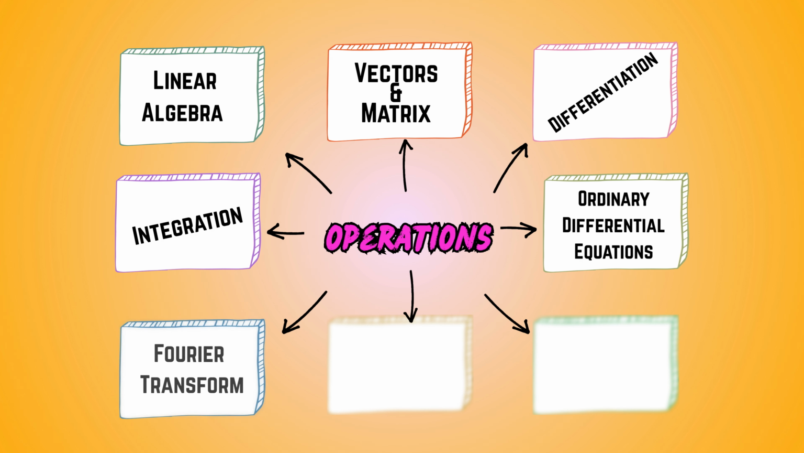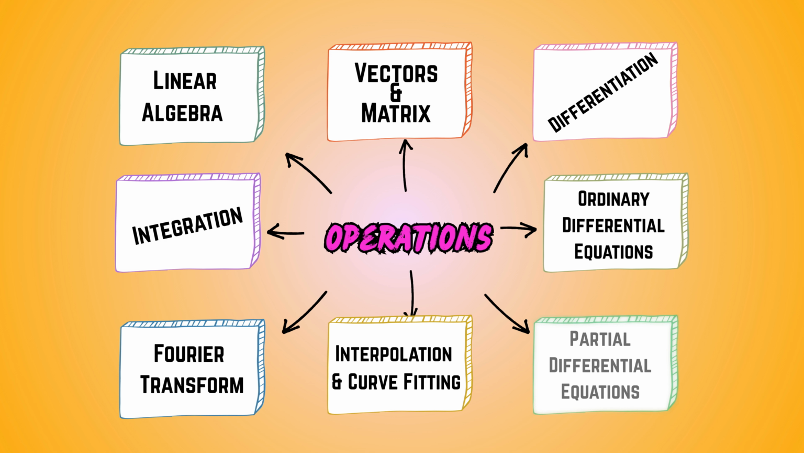Then Fourier transform. The Fourier transform is a way to look at signals in terms of their frequency components, analyzing sound waves, MRI image reconstruction, solving partial differential equations in physics. So you need that Fourier transform. Then interpolation, the process of estimating values between the data points. Then partial differential equations, the equations involving multiple variables and their rates of change, like heat conduction, wave propagation, fluid dynamics, etc.